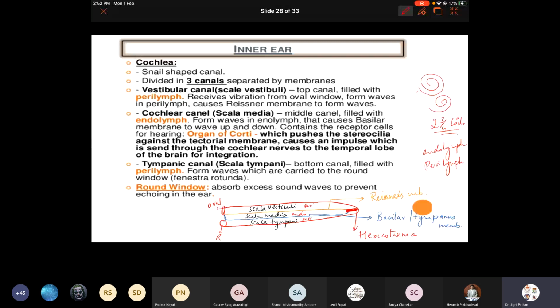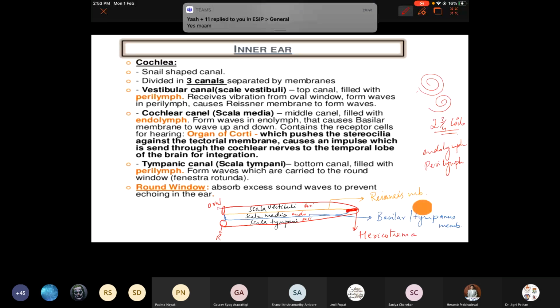Point is clear? Now, the sound that comes from the external ear converts into vibrations. When water is standing and you create some vibration, what will happen to that water? It waves out, right? If you put a stone in standing water, it gets disturbed. Yes or no? Yes, that is called the waves in the endolymph. Point is clear?